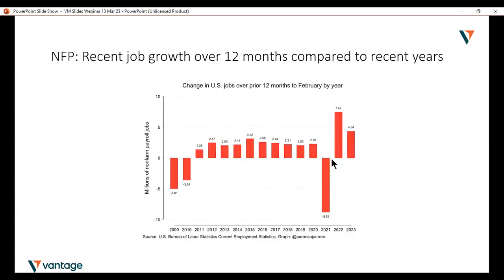And then this is a chart just showing you how recent job growth compares to recent years. The economy added 4.34 million jobs over 12 months to February 2023. That's down from the prior 12 months. You can see there, obviously, blockbuster gains before that, but growth over the years was faster than what we've seen to February during this whole recovery from 2008. So still very strong job gains.